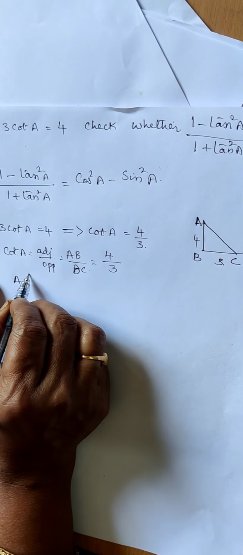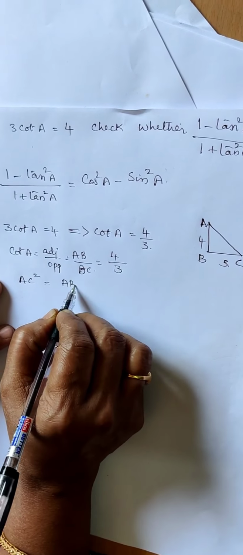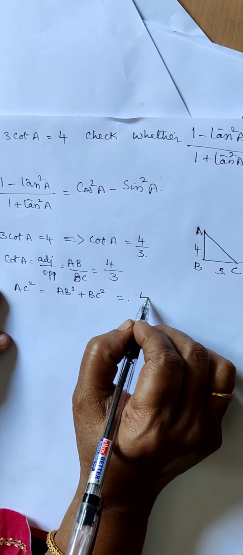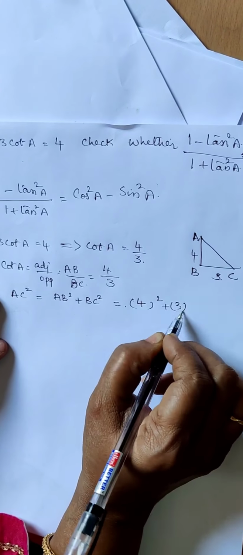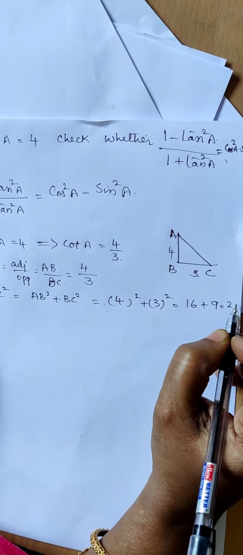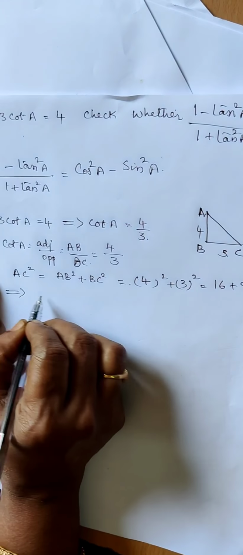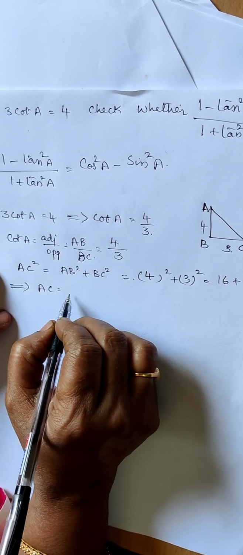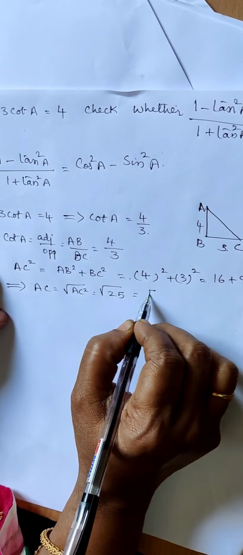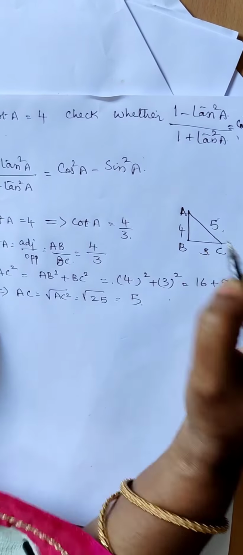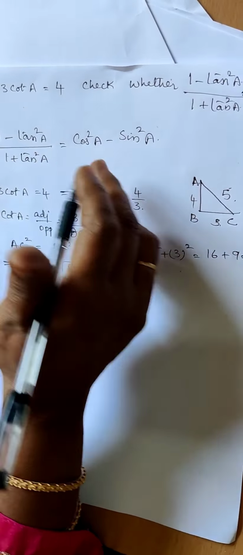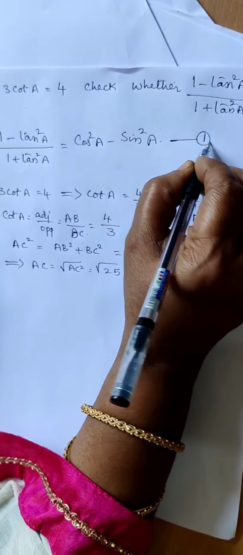Now you find out AC. How to find AC? Using Pythagoras theorem. AC square is equal to AB square plus BC square, that means 4 square plus 3 square, that means 16 plus 9, that means 25. So this implies AC is equal to root 25, which is equal to 5.